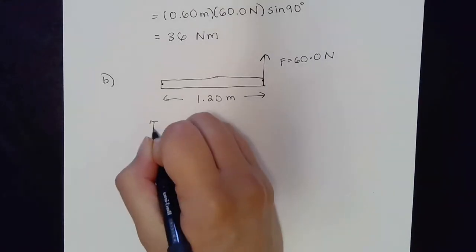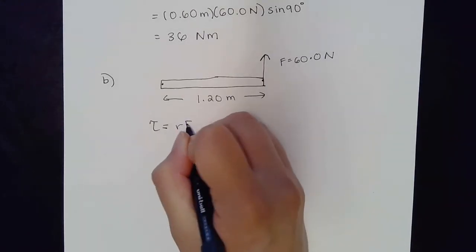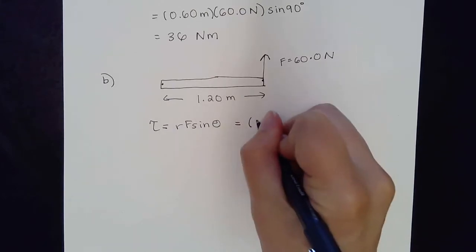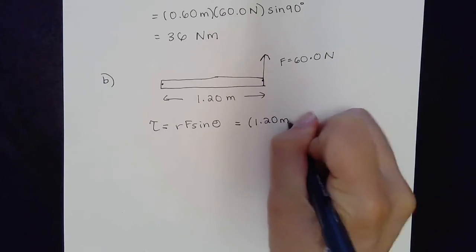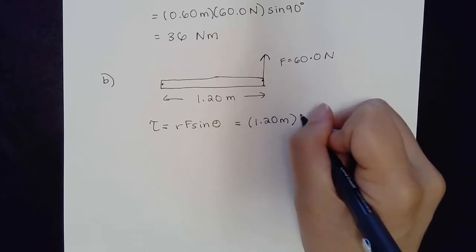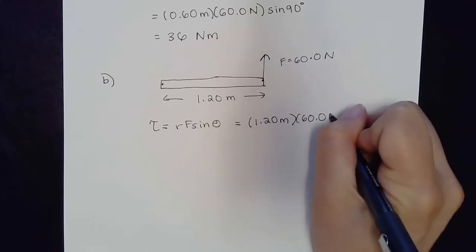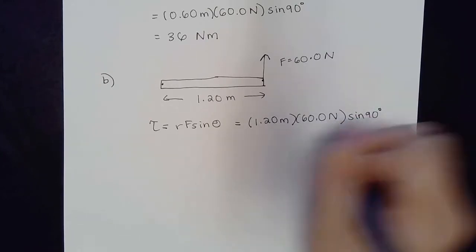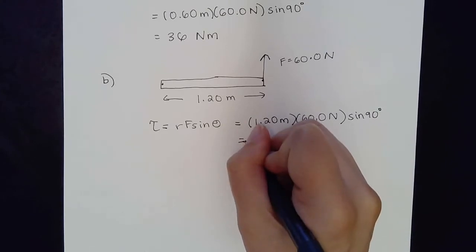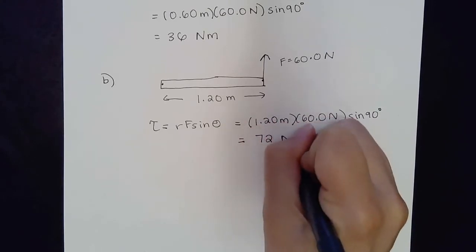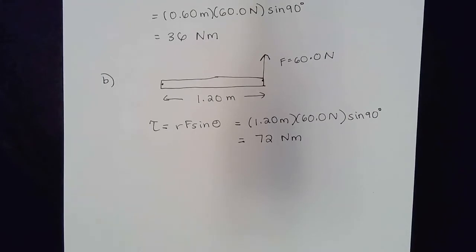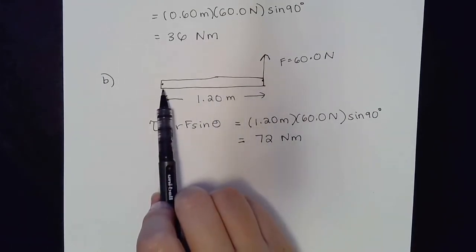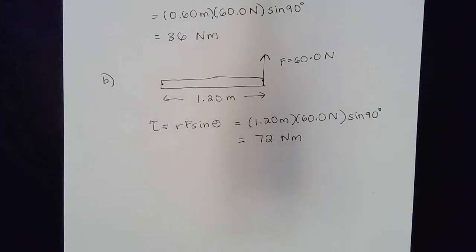So we'll have torque equals R F sine theta. It's still in the counterclockwise direction, so positive, but that's 1.20 meters times F, 60.0 newtons, and then again sine 90. So we can see this is twice the torque that we had in part A, 72 newton meters. This again shows that a force applied exerts a greater torque at a distance that's further away from the axis of rotation.